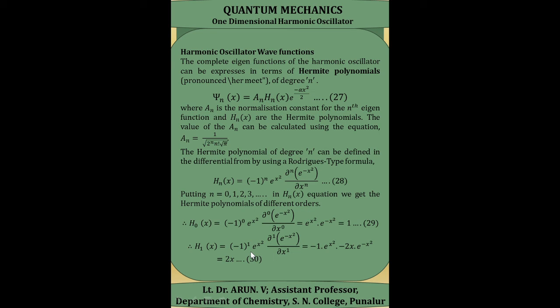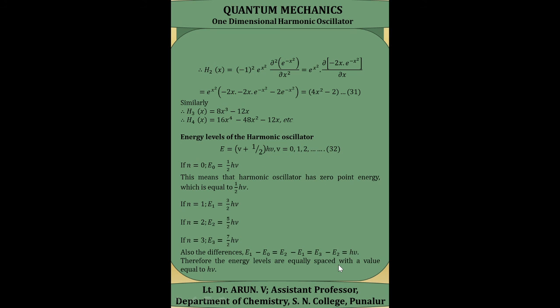H1(x) is equal to minus 1 raised to 1 into e raised to x square into dou 1 by dou x raised to 1 into e raised to minus x square, that will become minus 1 into e raised to x square into minus 2x into e raised to minus x square. The net result is H1(x) equal to 2x. Similarly, H2(x) is equal to 4x square minus 2, H3(x) is equal to 8x cube minus 12x, and H4(x) is equal to 16x raised to 4 minus 48x square plus 12, etc.